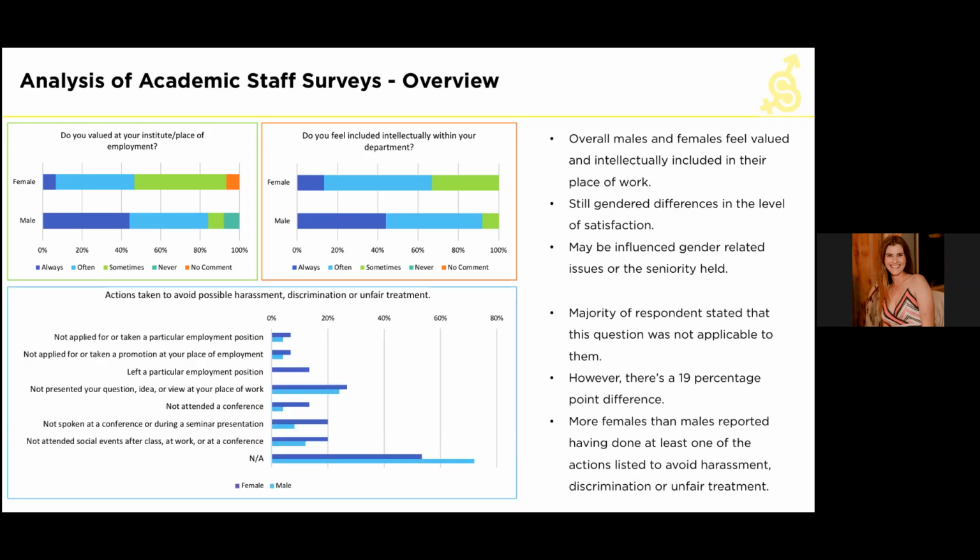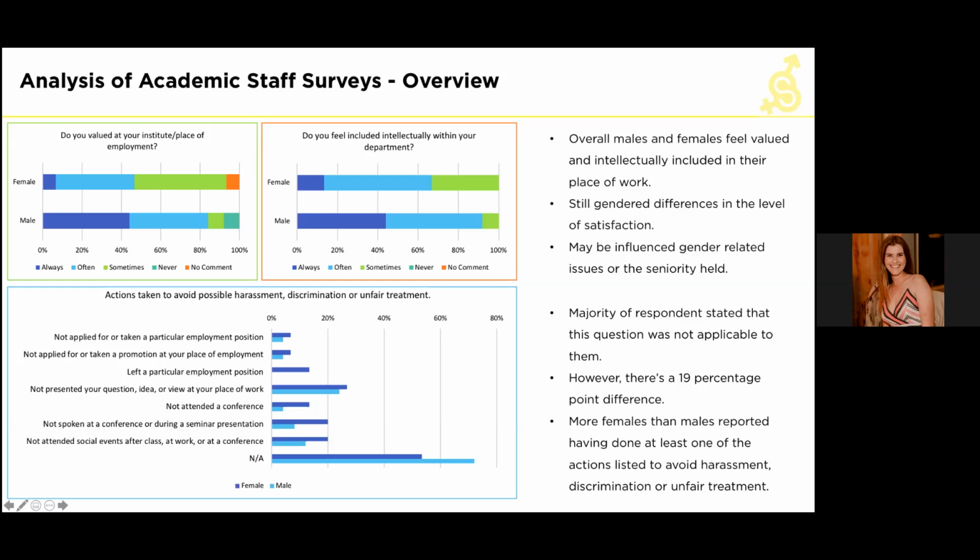Represented in this graph over here is the proportion of respondents who have done any of the listed actions in order to avoid possible harassment or discrimination or unfair treatment. The majority of respondents, both male and female, checked non-applicable, and this paints quite a positive picture for the economics environment in South African academia.